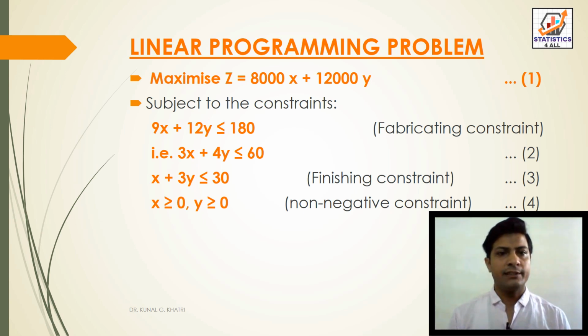First equation, subject to the constraint 9x plus 12y less than or equal to 180, the fabricating constraint, that is 3x plus 4y less than or equal to 60, dividing by 3. x plus 3y less than or equal to 30, the finishing constraint, third equation. And x, y always greater than or equal to 0, the non-negative constraint, that is our fourth equation.